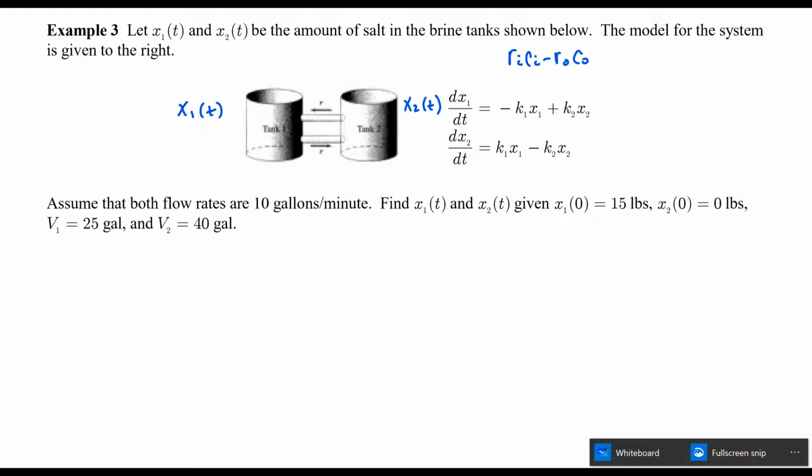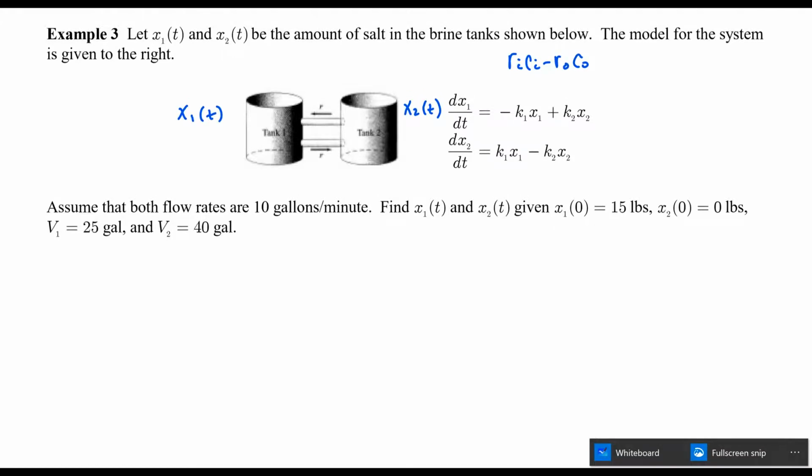So the rate of change of brine in tank 1, dx sub 1 over dt, is equal to the rate coming in times the concentration coming in, minus the rate coming out times the concentration coming out. And I have the same thing for the second equation. This would be the rate coming in, concentration in, minus rate out, concentration out. The first equation is a little bit out of order intuitively, just so that we can have our system in standard form, our x sub 1s and x sub 2s lined up.